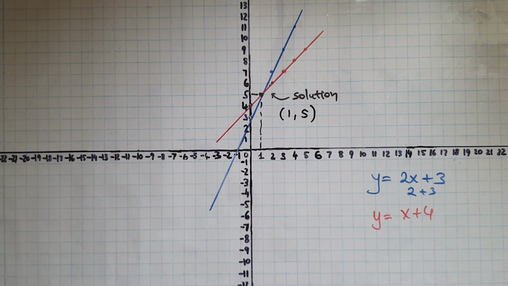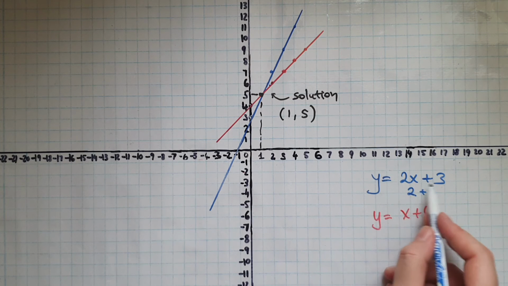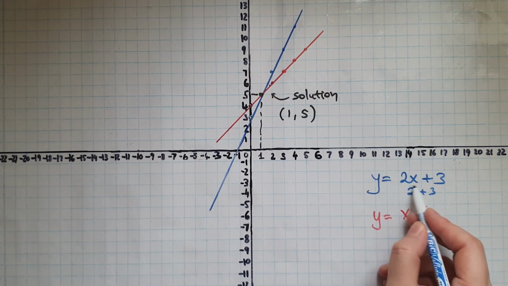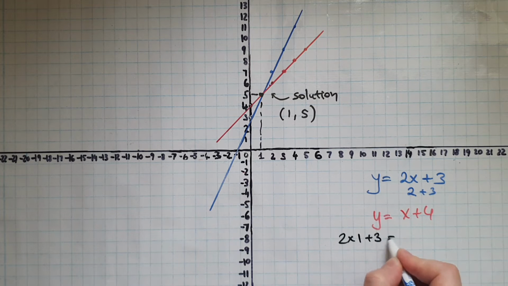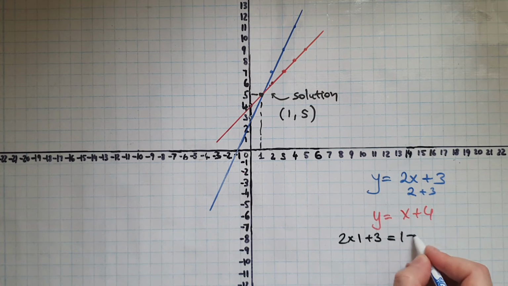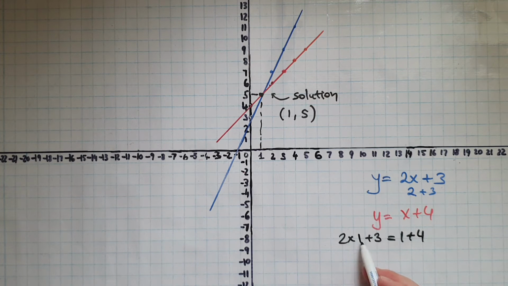Let's check it here. So when x is 1, we'd have 2 times 1 add 3, which should equal 1 add 4. So 2 times 1 is 2, add 3 is 5, and that is equal to 5.